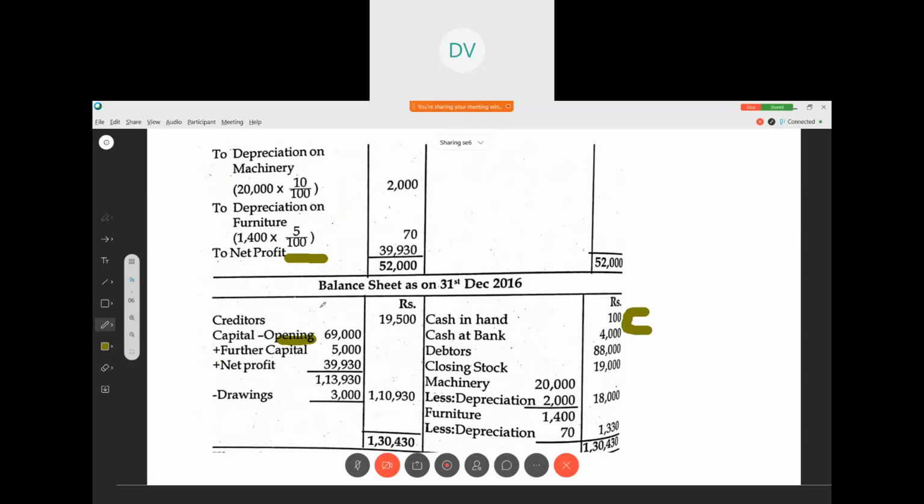And there is creditors, closing creditors. So we are writing this. The balance sheet gets tallied. I hope you understood this problem. Work out, and if you are well versed with this format, we can do the advanced problems in the next class.